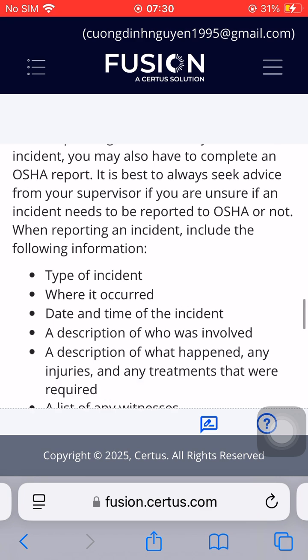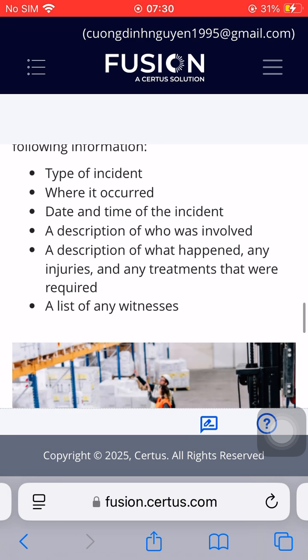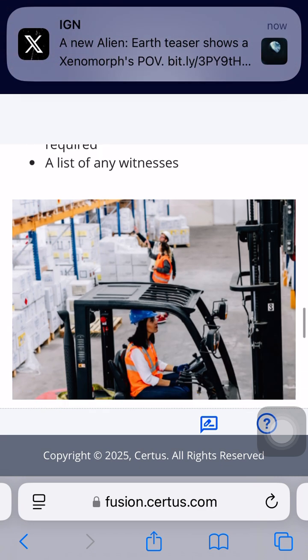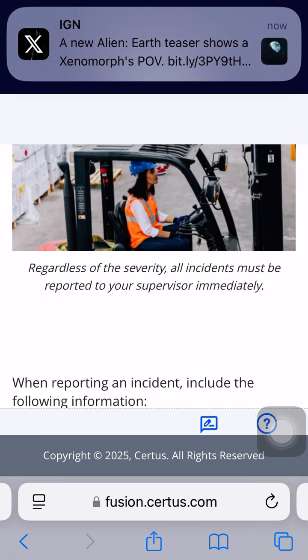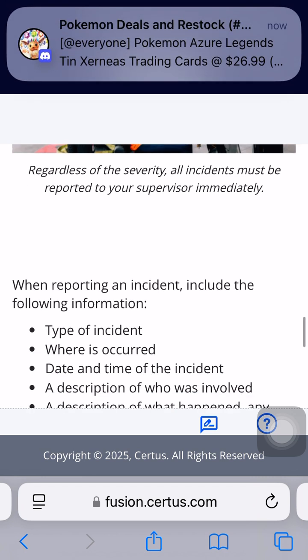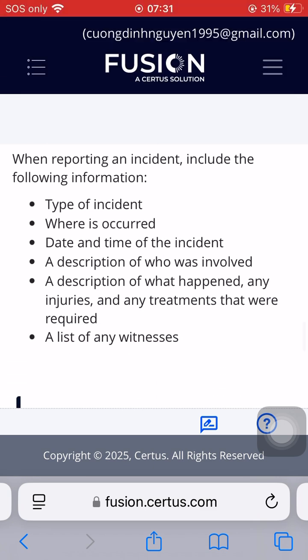When reporting an incident, include the following information: type of incident, where it occurred, date and time of the incident, a description of who was involved, a description of what happened, any injuries, and any treatments that were required, and a list of any witnesses. Regardless of how minor you may think the incident is, you should always report it immediately. Reporting an incident immediately is required under the terms of workers' compensation policies.